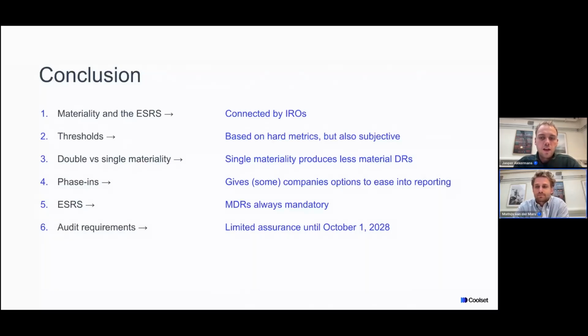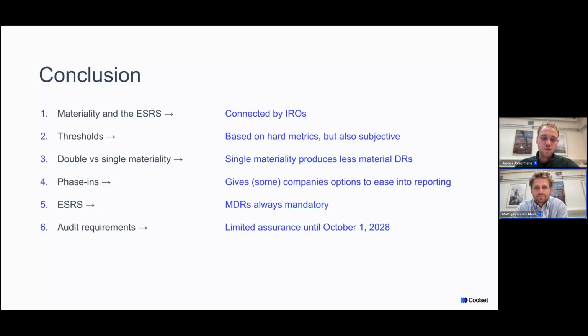Then a conclusion of what I've talked about now. You have the materiality and the ESRS. These are connected by IROs. Then you have the thresholds, which are based on hard metrics, but are also subjective based on how you score the thresholding. Then you have double versus single materiality, where single materiality produces fewer material DRs depending on your specific circumstance. And you have the phase-in requirements, which give some companies the option to ease into reporting.